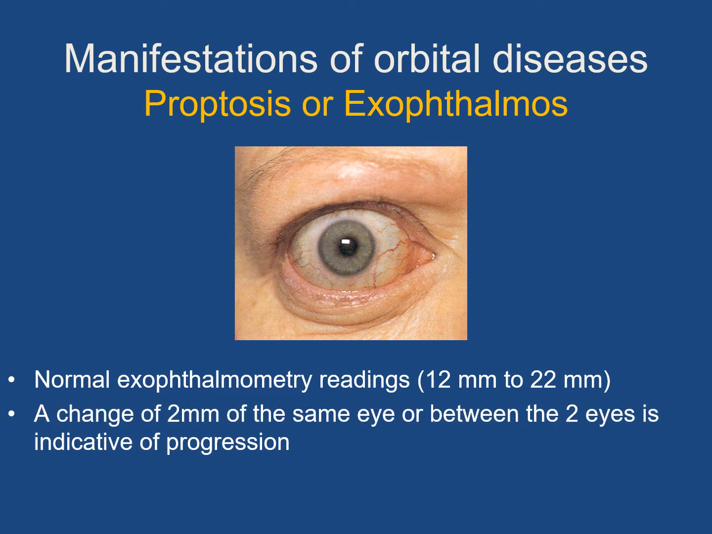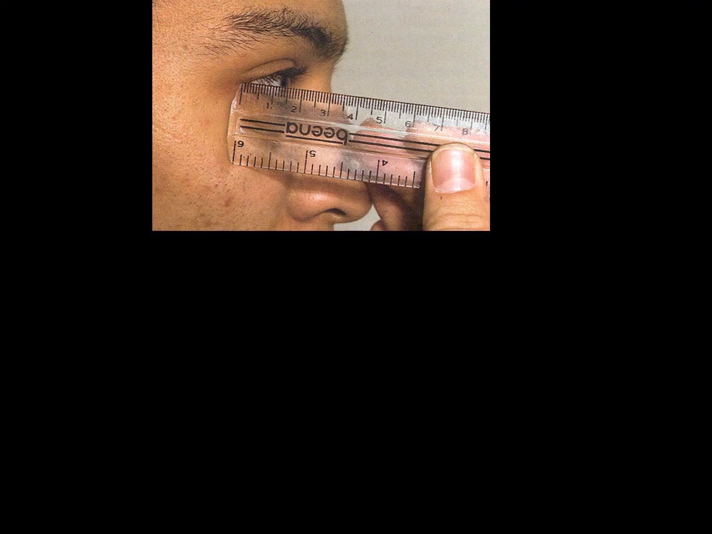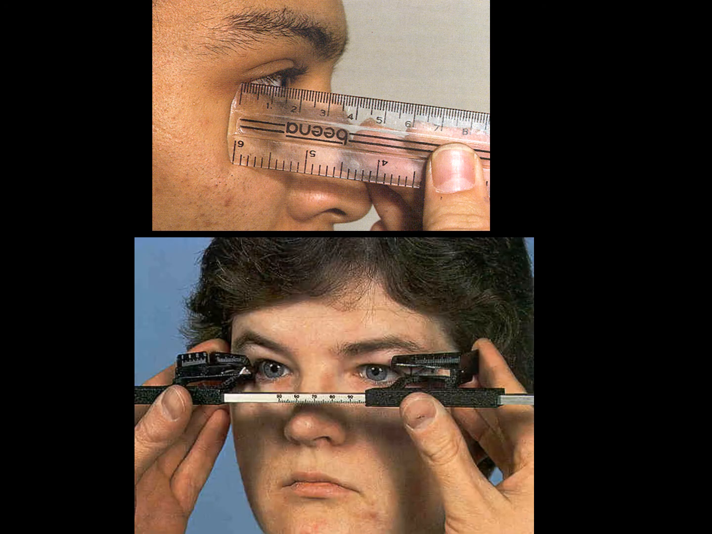So, in early cases of proptosis, we can diagnose it by recording a change of exophthalmometric reading of the same eye or between the two eyes of 2 millimeters or more. This can be measured by a ruler or more accurately with a special instrument called Hertel's exophthalmometer. The latter uses a strip of mirror fixed to the lateral orbital margin to measure the protrusion of the tip of the corneal surface reflection on a scale.